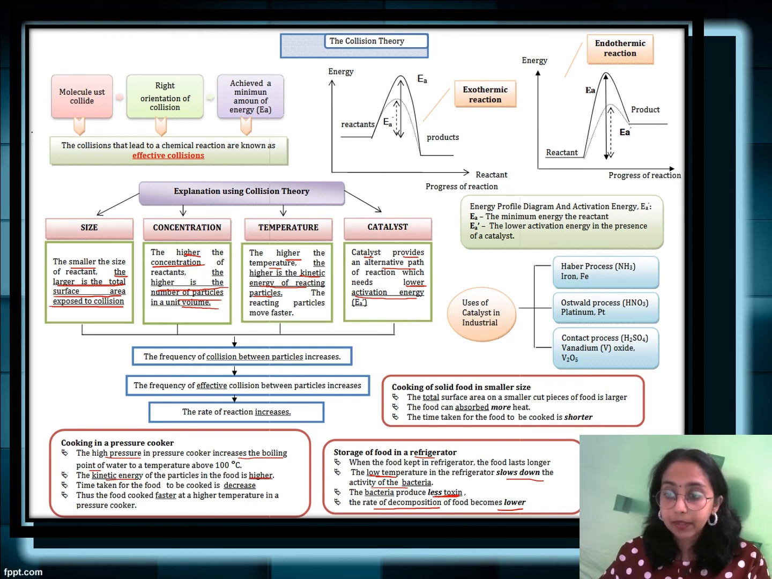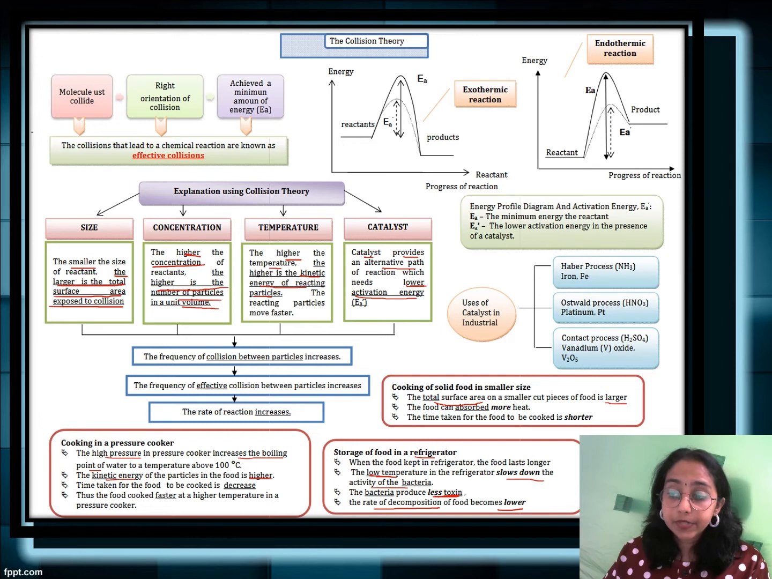Now, cooking of solid food in a small size. Whenever we cook, we have to cut the food into smaller sizes so that it cooks faster. Why? When you cook in smaller sizes, the total surface area becomes larger.